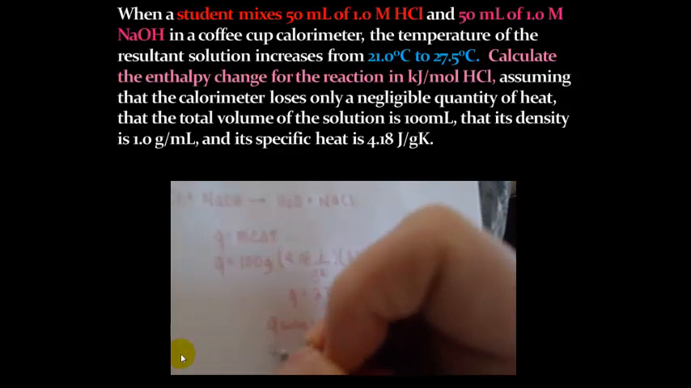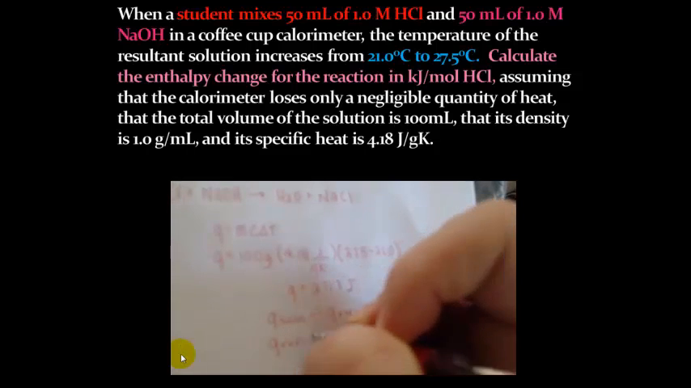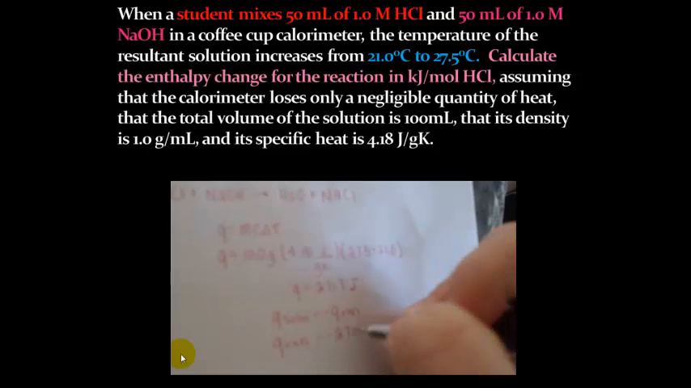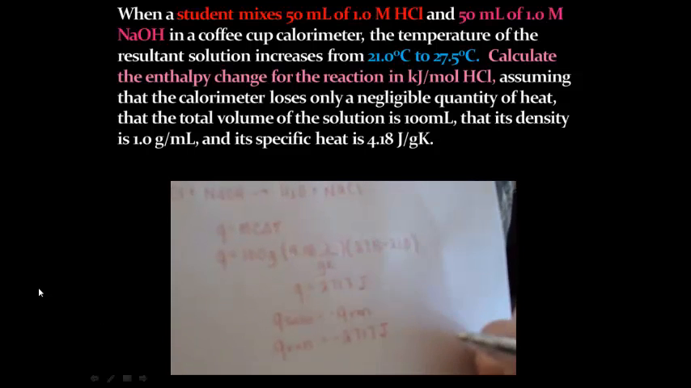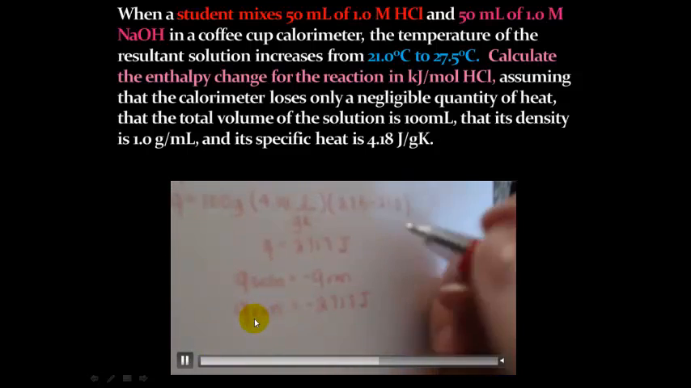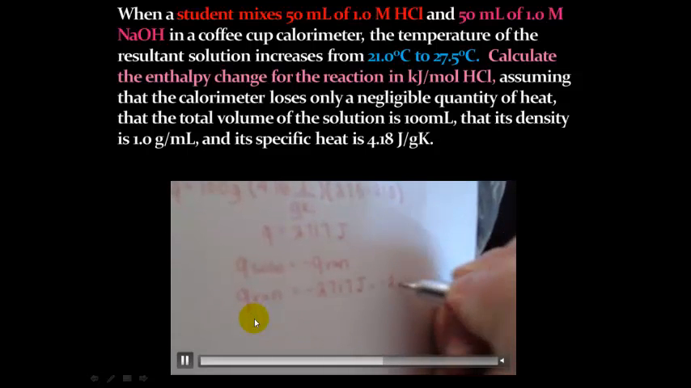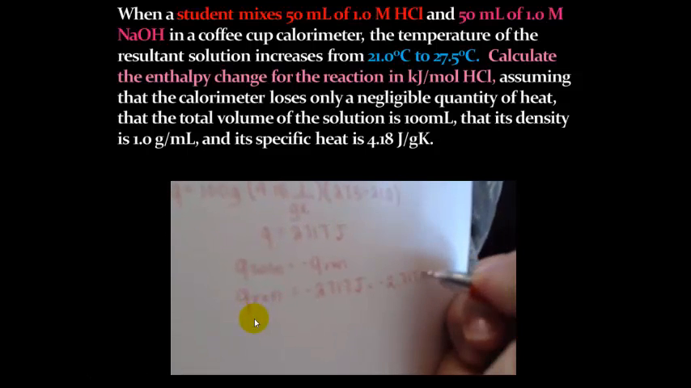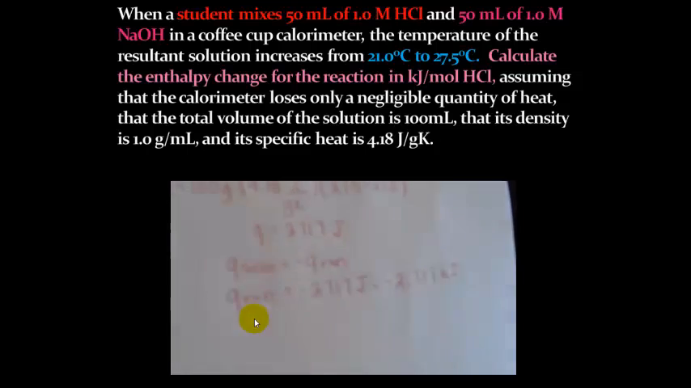Now the question is asking us for the Q, or the delta H, in kilojoules per mole. So this is how much energy the water gained, which means that, remember, the reaction must have lost that heat. So the reaction actually lost negative 2,717 joules, and if we convert this to kilojoules, we get negative 2.717 kilojoules, because remember, there's 1,000 joules in a kilojoule, so you have to divide by 1,000.